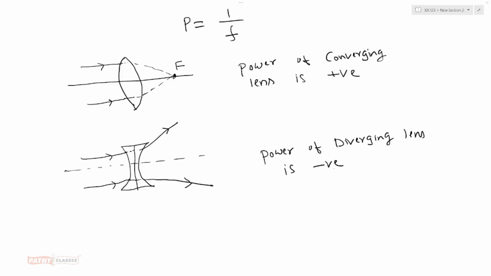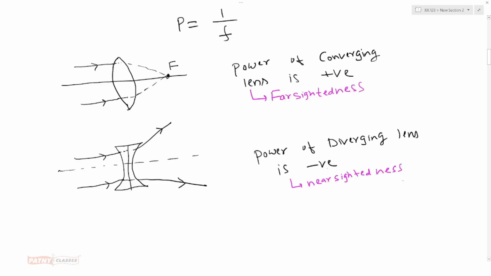Now one more thing, the power for a converging lens is positive and the power for a diverging lens is negative. That means the value of D for a converging lens is positive and for a diverging lens it is negative. If a person has far-sightedness, then he will wear glasses of positive diopter, and if a person has near-sightedness, then he will wear glasses of negative diopters.